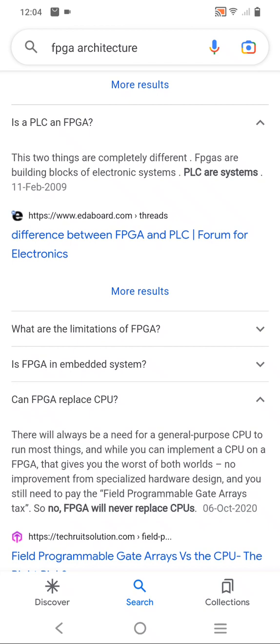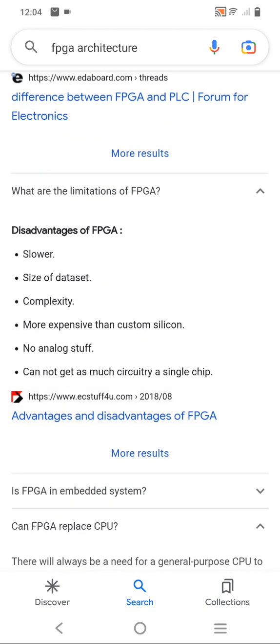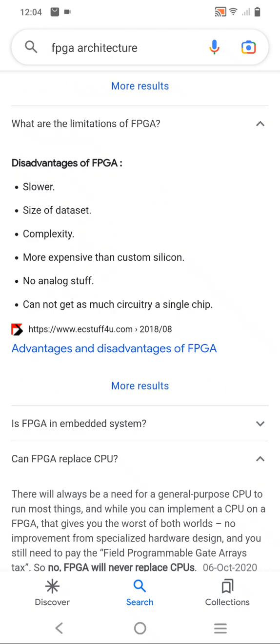What are the limitations of FPGA? Limitations include slower speed with large data sets, complexity, more expensive than custom silicon, and no analog stuff. You cannot get as much circuitry on a single chip to do much processing, but they are a bit faster and they get the data set done. But complexity is quite high for FPGAs. Because of that, they have a disadvantage overall.